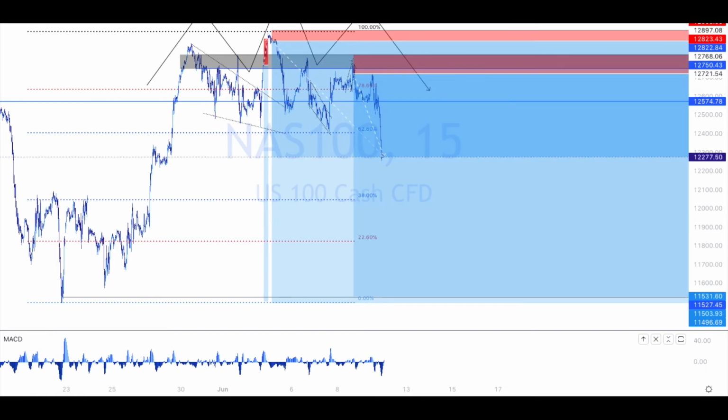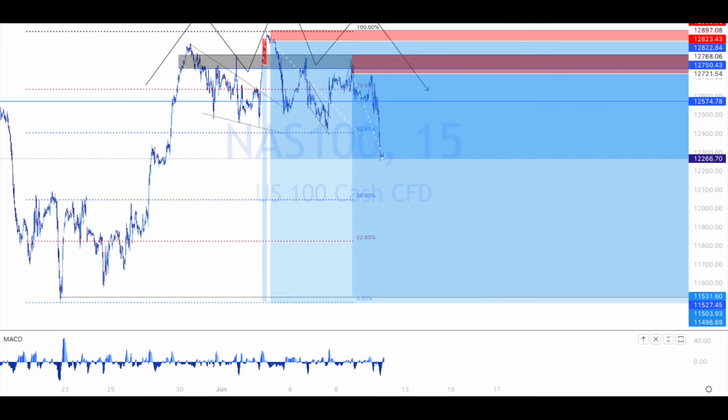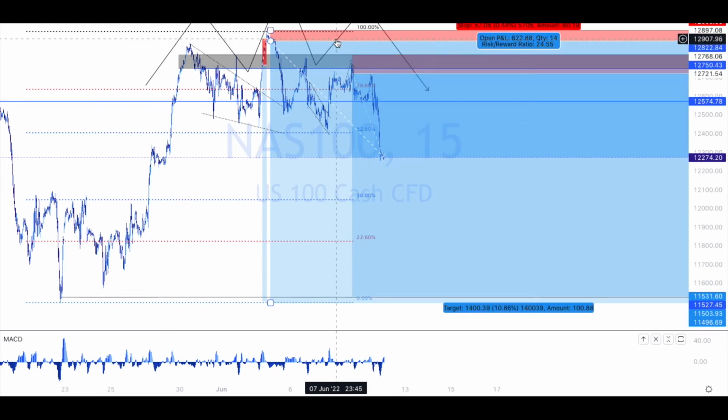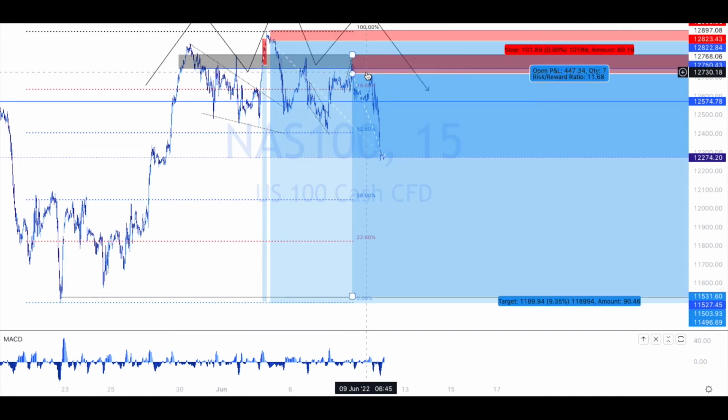Fantastic. Now, let me stop here for 1 second. I could have added another order at this level right here, but it would not have made sense. Why? Because I would have been carrying more risk. Once it pushed down to this level, I could reduce my stop in this zone over here and bring my trailing stop for this trade down to this level right here. Which means even if I lose this trade, I'm still profitable.